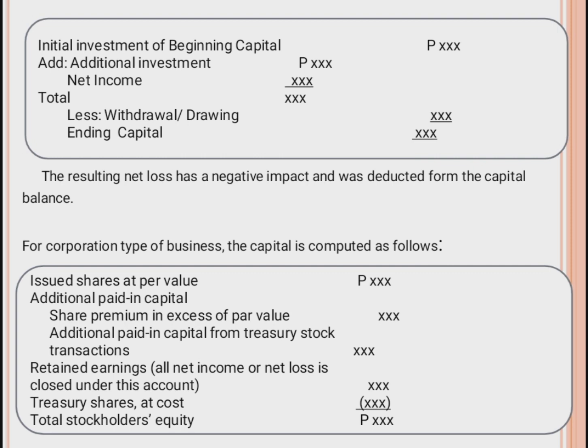So, mao ni siya ang the resulting net loss has a negative impact and is deducted from the capital balance. So, for corporation type of business, the capital is computed as follows. Mao ni siya ang kuan, kibali ang iyang pag-plus sa kung unsaon pag-compute sa capital.